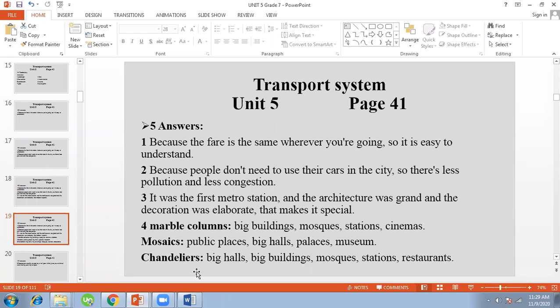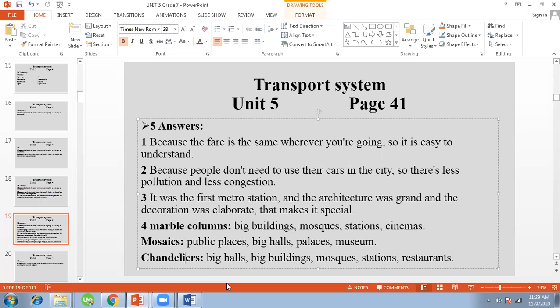While joining together pieces of ceramics or stones or glass, right, that work is called mosaics. And chandeliers: big halls, big buildings, mosques, stations, restaurants, you can find chandeliers in these types of buildings. All right.